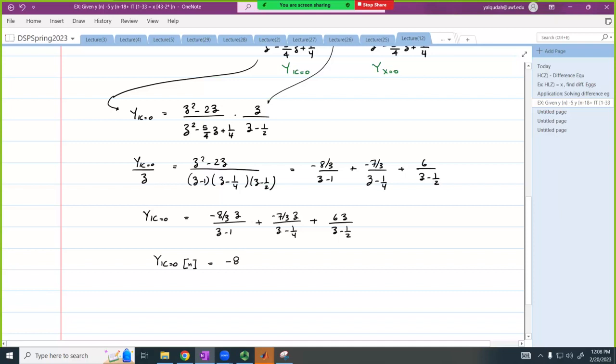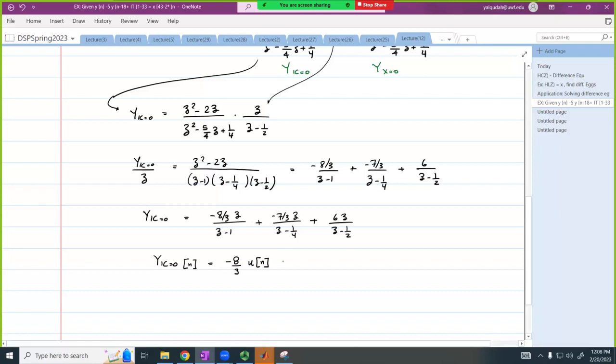Anybody? We're still writing this stuff down. Negative 8 over 3, dn. Wait, no. There is no... This is just a multiplication factor. z over z minus 1 is u of n, and this multiplies it.